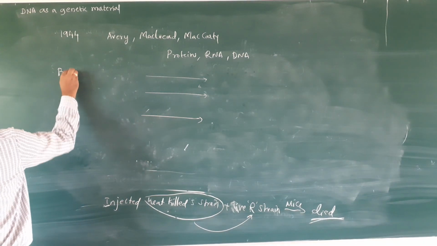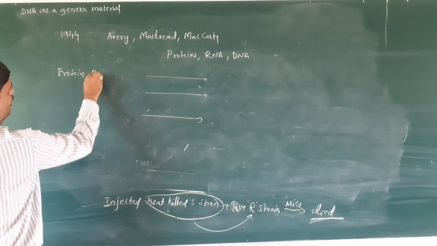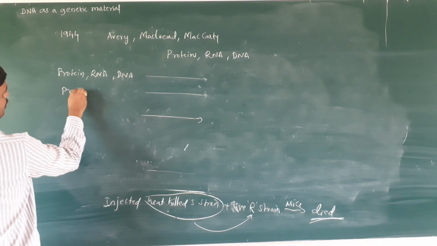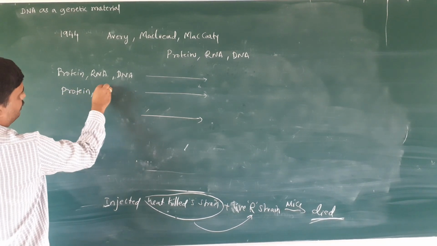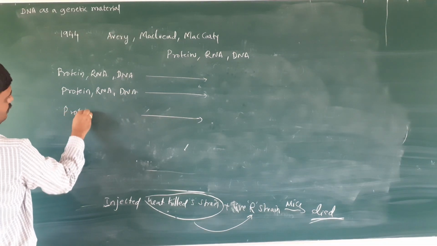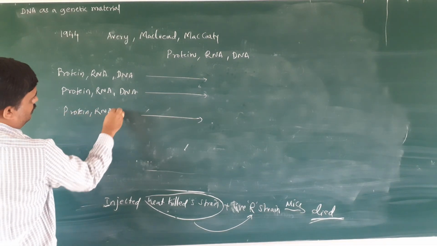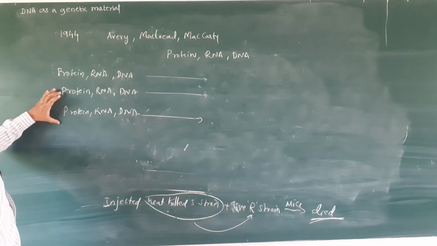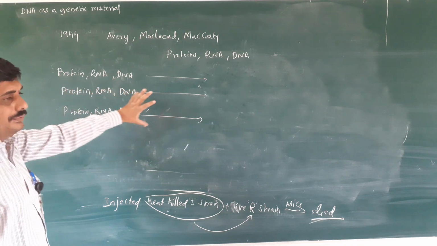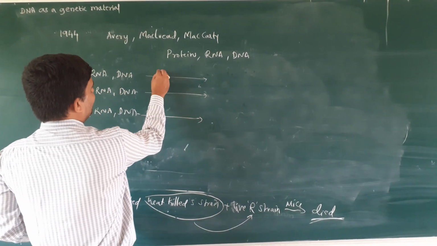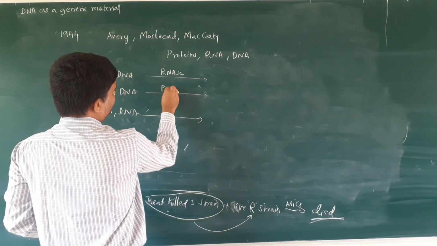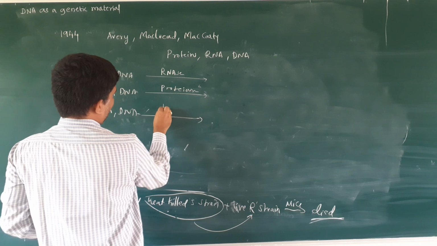So these are the materials: protein, RNA, DNA. They are extracted from the heat-killed S strain. They used three enzymes. These are RNase, protease, and DNase.